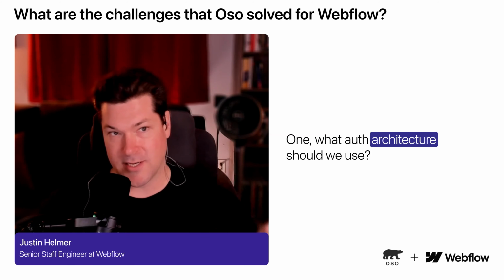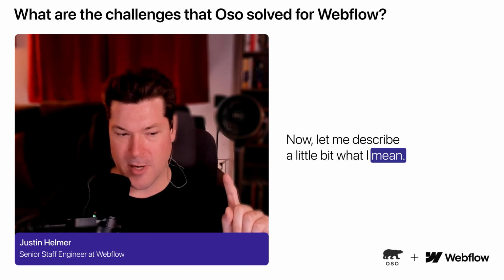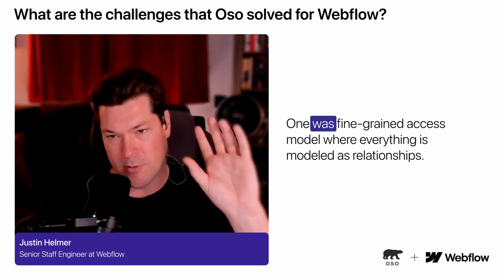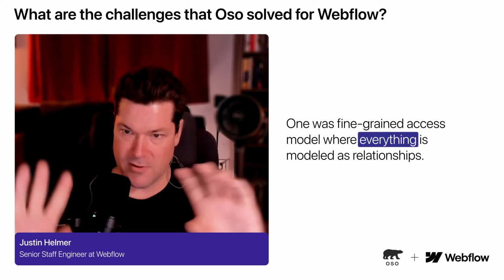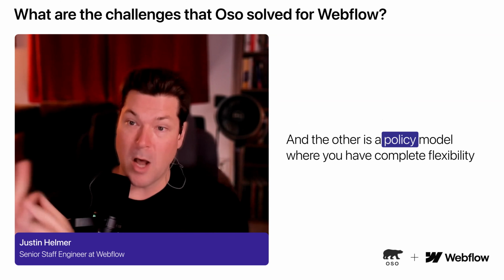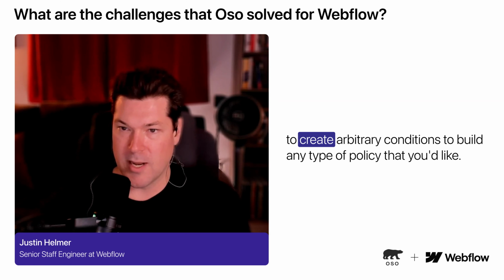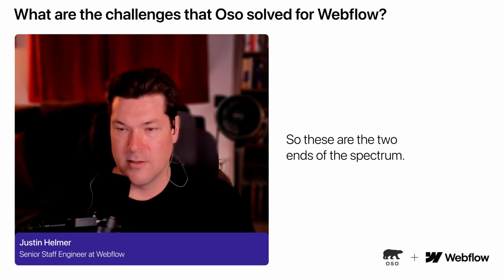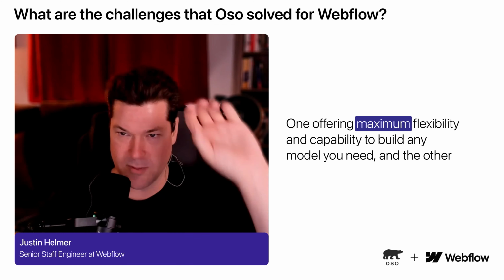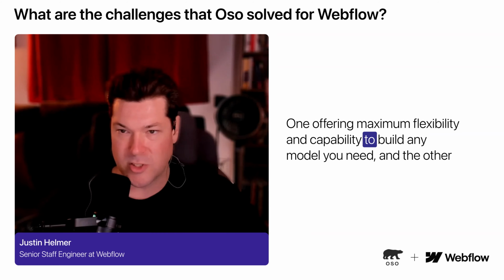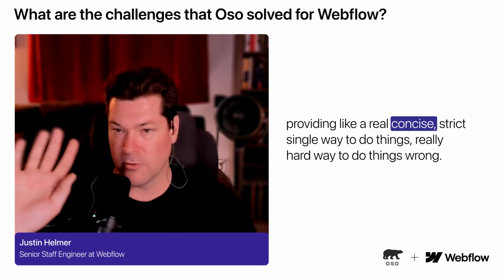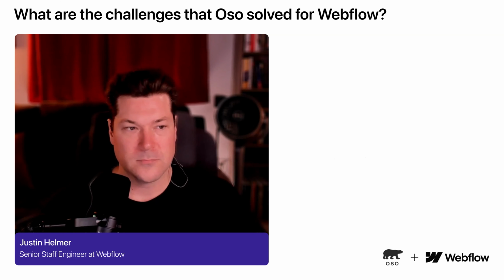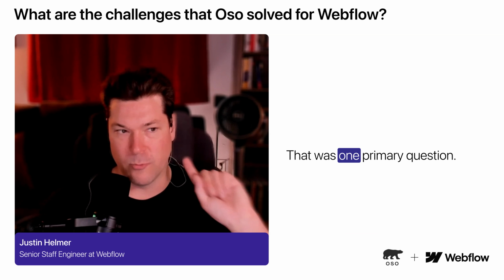One, what auth architecture should we use? Now, let me describe a little bit what I mean. There's, of course, all kinds of models, but then in terms of architecture, we really boiled it down to two. One was a fine grained access model, where everything is modeled as relationships. And the other is a policy model, where you have complete flexibility to create arbitrary conditions to build any type of policy that you'd like. And so these are the two ends of the spectrum, one offering maximum flexibility and capability to build any model you need, and the other providing a real concise, strict, single way to do things, a really hard way to do things wrong. And those were the two contenders. That was one primary question.